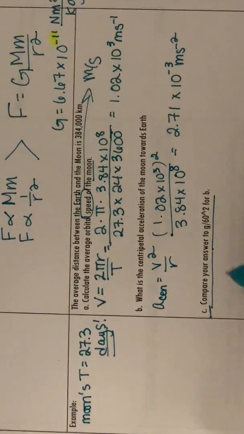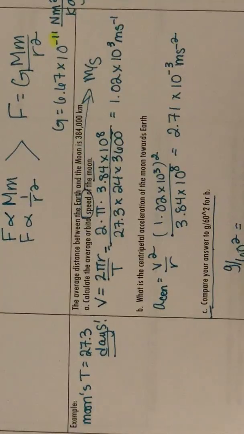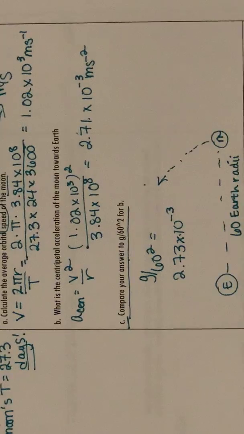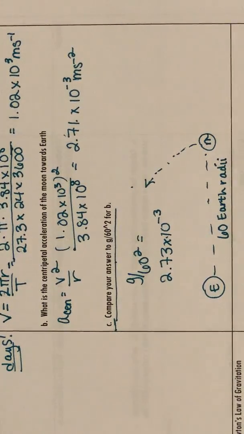If we take g over 60 squared, that value comes out to be 2.73 times 10 to the minus third. So if you look, those values are really close. So you've got Isaac Newton on your side for that equation, basically, or for his calculations.